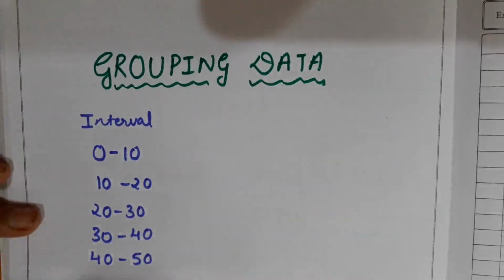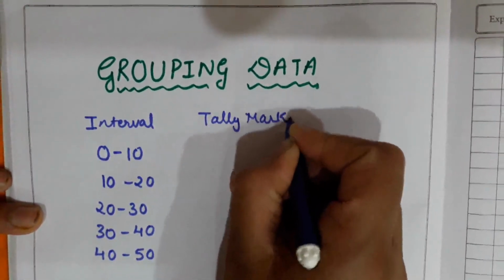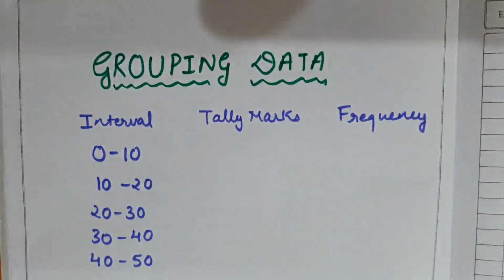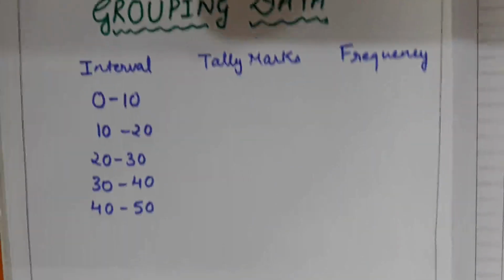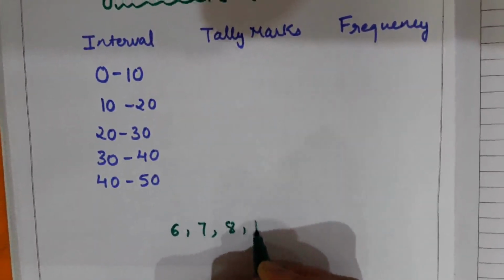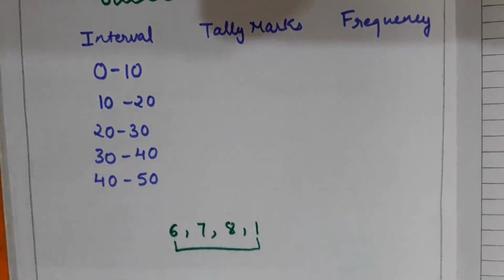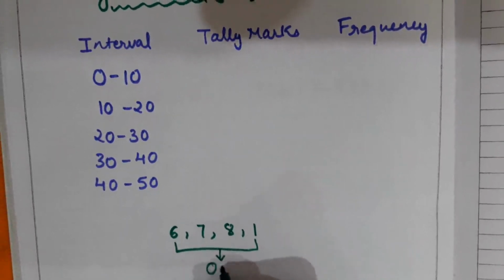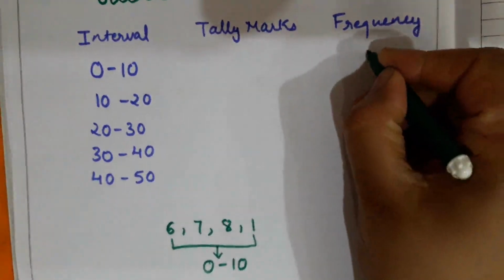Okay, now the second column will be tally marks, and the third column will be frequency. Now suppose let's imagine one example: 6 marks, 7 marks, 8 marks, 1 mark. These students are from class 8B, so they will come in the category of 0 to 10 only. So how much frequency is there? 4. So 4 frequency is there.